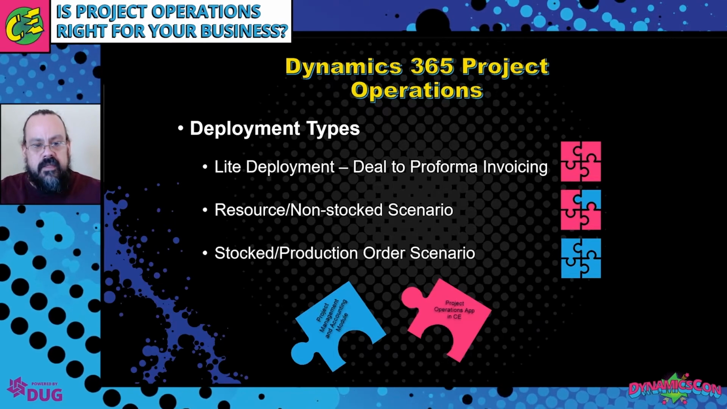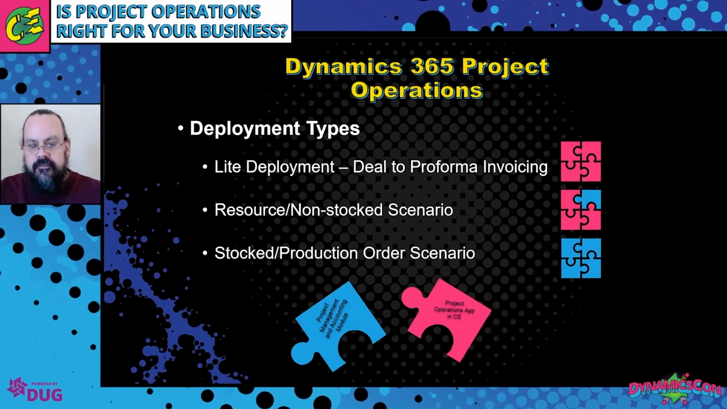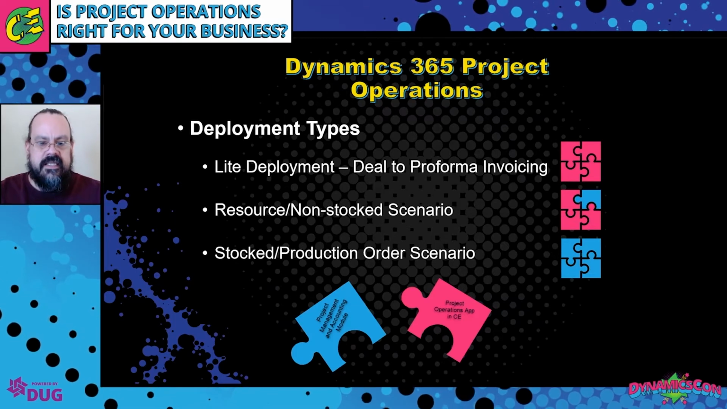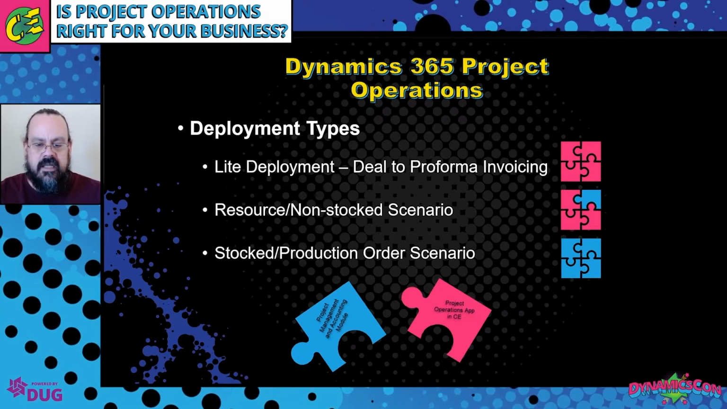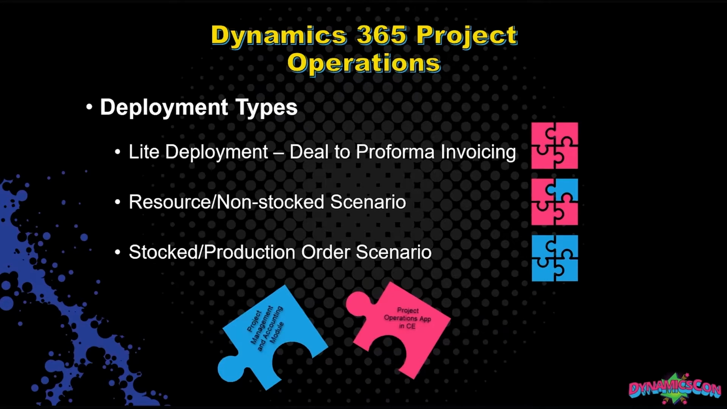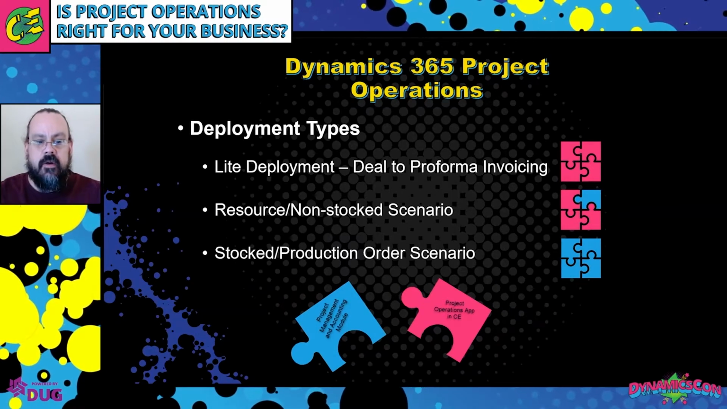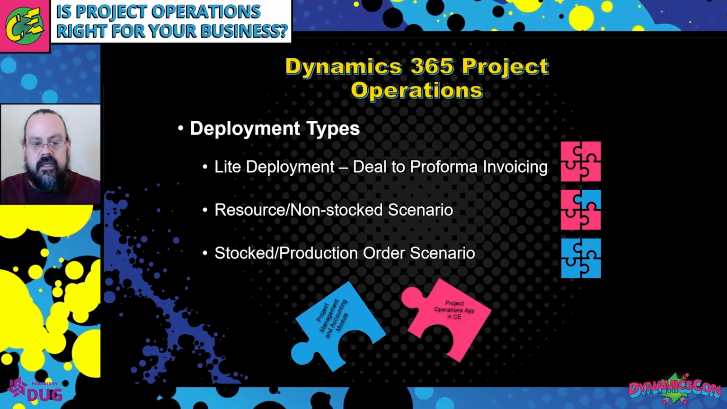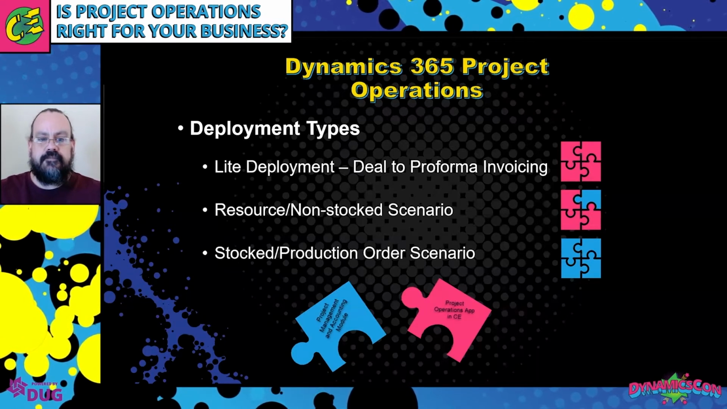The second deployment type is the resource non-stocked scenario. And what that scenario is essentially, most of the business processes are going to be handled in project operations app in CE. Then there's going to be an integration into the project management and accounting module, so that you can get your invoicing and revenue recognition and post to your ledgers through FNSCM. So that's the resource non-stock scenario. The third has no CE component to it. It is purely PMA in FNSCM.